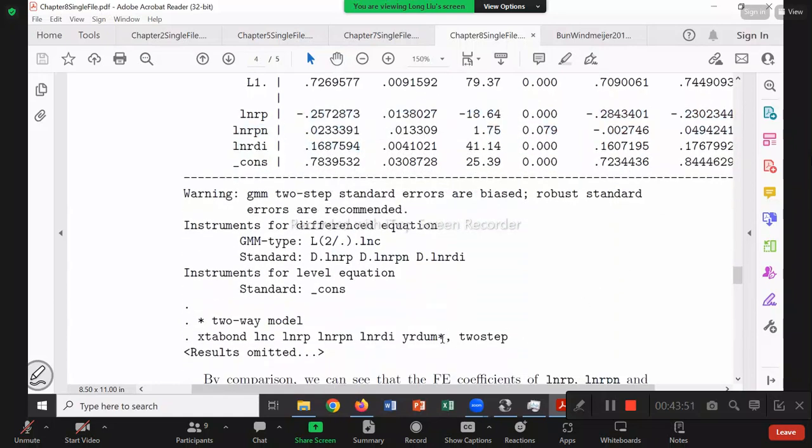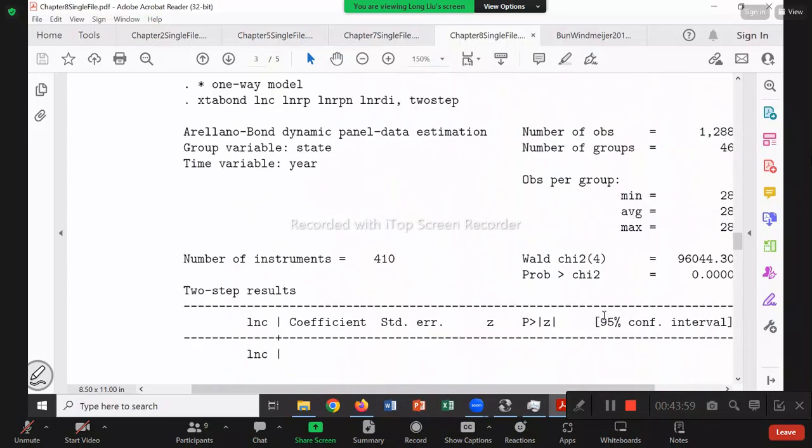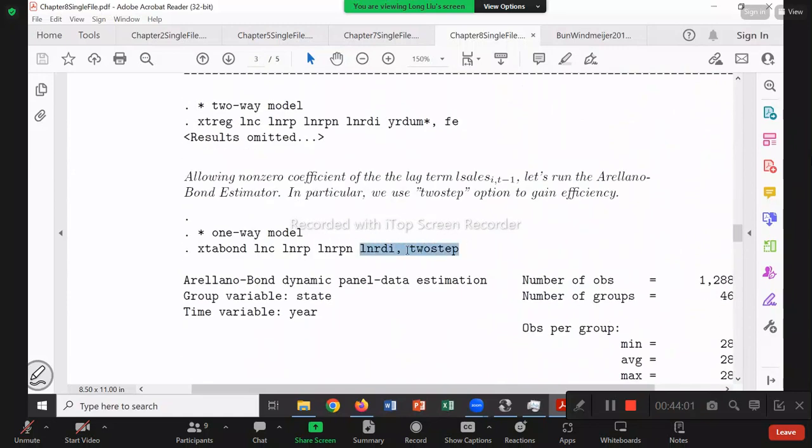If you want to do a two-way model, just include a bunch of year dummies. That's all. One detail right here: I use the option comma twostep. What do one step and two step mean?